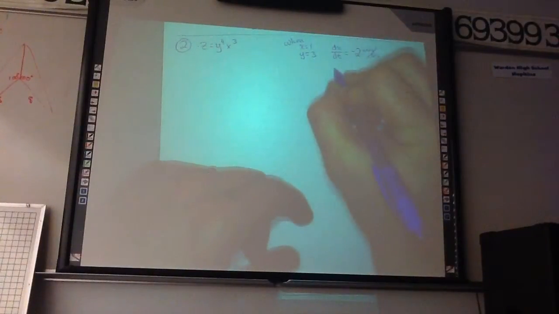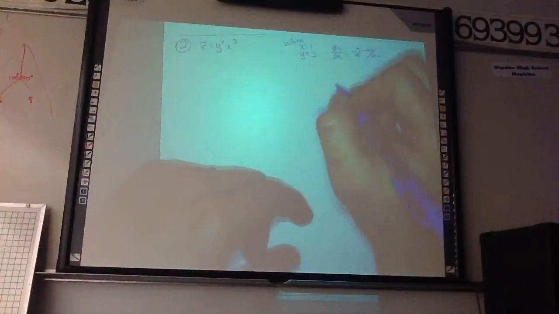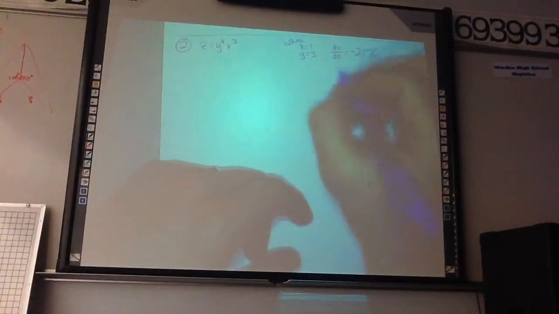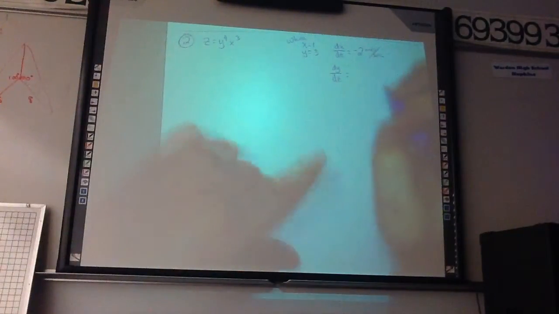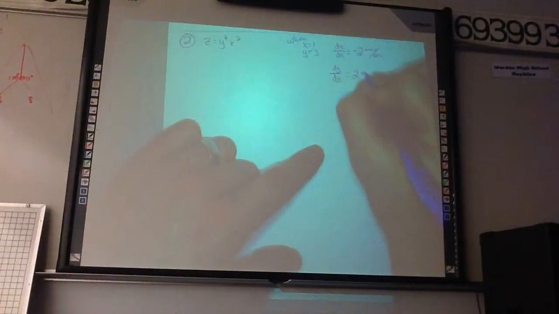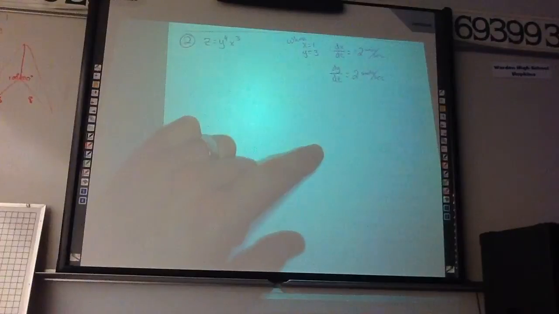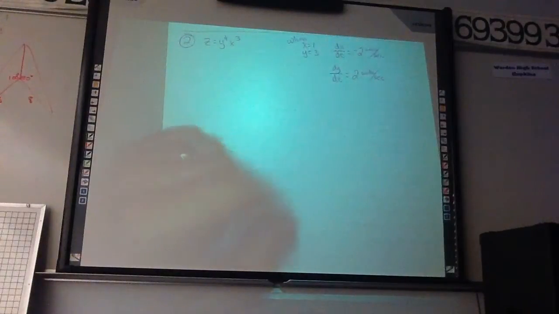What does that tell you? That dy/dt is positive. It's telling you the change in y over time, right? Another way of reading that: the change in y with respect to time is increasing. So it's 2 units per second. How fast is z changing at this instant? What do you think we're going to do? Find the derivative of the original, plug in what we know, solve for what we don't.